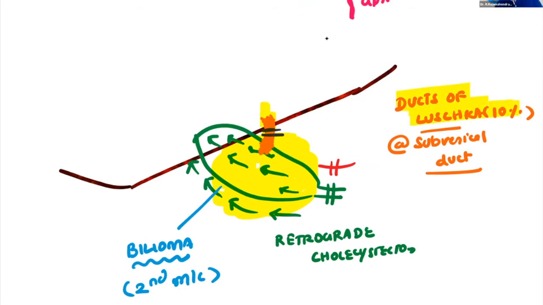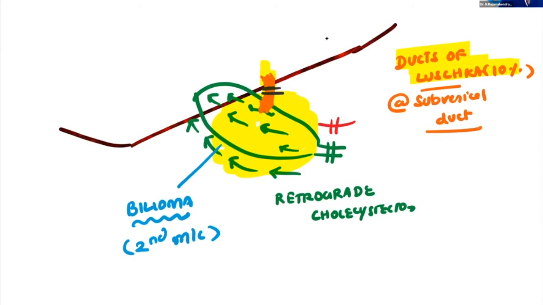Ducts of Luschka, what to do? If there is a leak from the ducts of Luschka, nothing to worry. It will stop by itself. So ducts of Luschka can cause bile collection in the postoperative period, and we will be very scared to see a bile collection always. As a surgeon, we will be always stressed, and we will get sleeplessness when we see bile in the right subhepatic region in the postoperative period. So bilioma is a dangerous problem we always face.